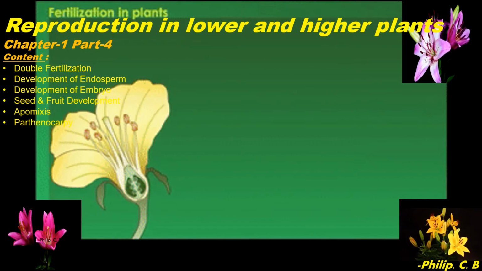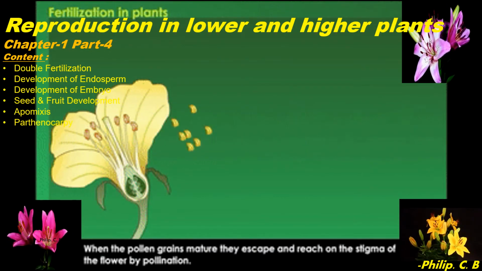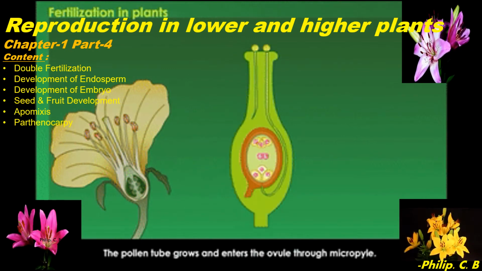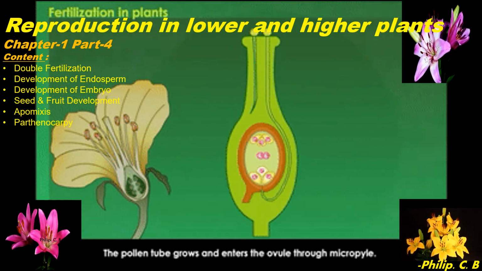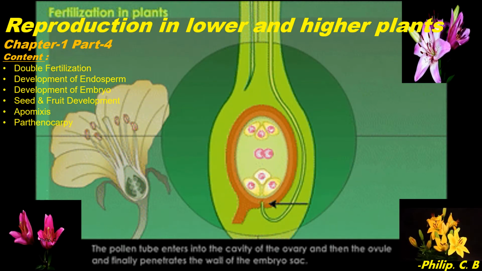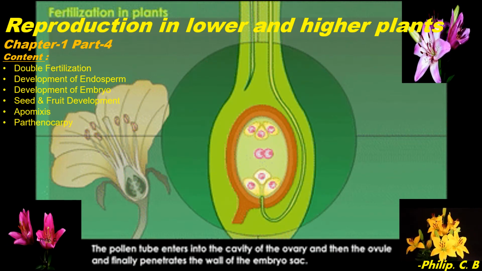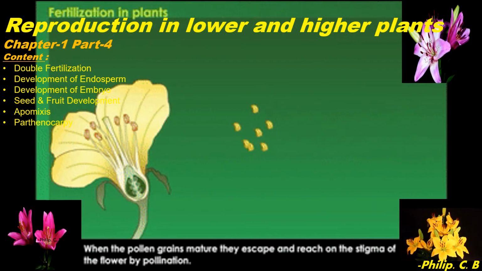Okay, now in the present animation slide you can see pollen grains coming towards the flower. It's attached to the stigma. Now from the stigma, as the pollen tube starts to arise, it passes through the style, reaches the ovary, enters the ovule and releases the male gametes.